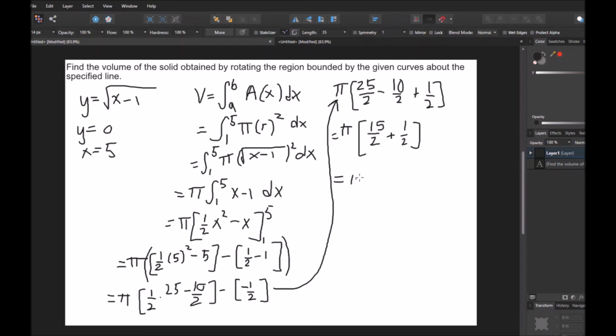Then 15 over 2 plus 1 over 2 is 16 over 2. So we're going to have pi times 16 over 2. And then if we simplify that down, that would just be 8 pi. And that would be my final answer.